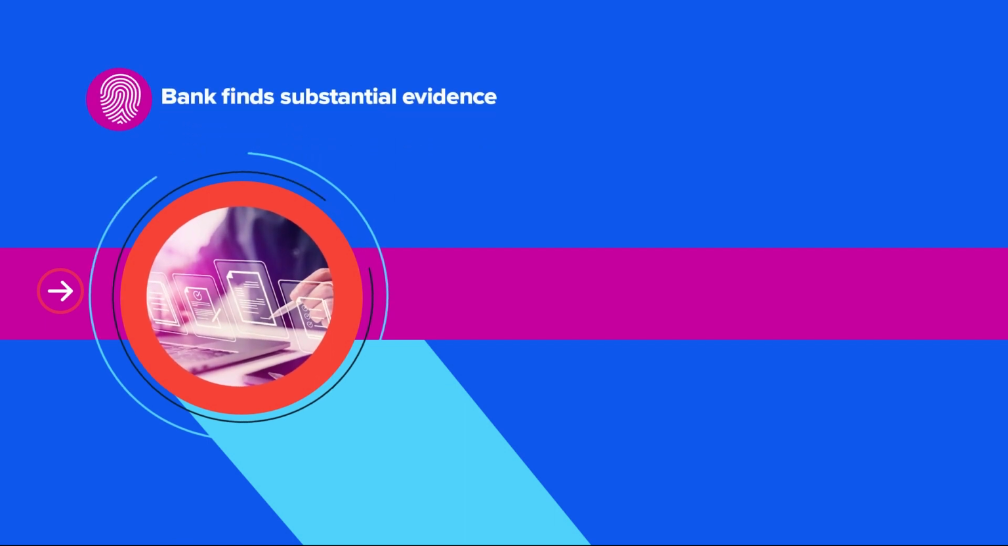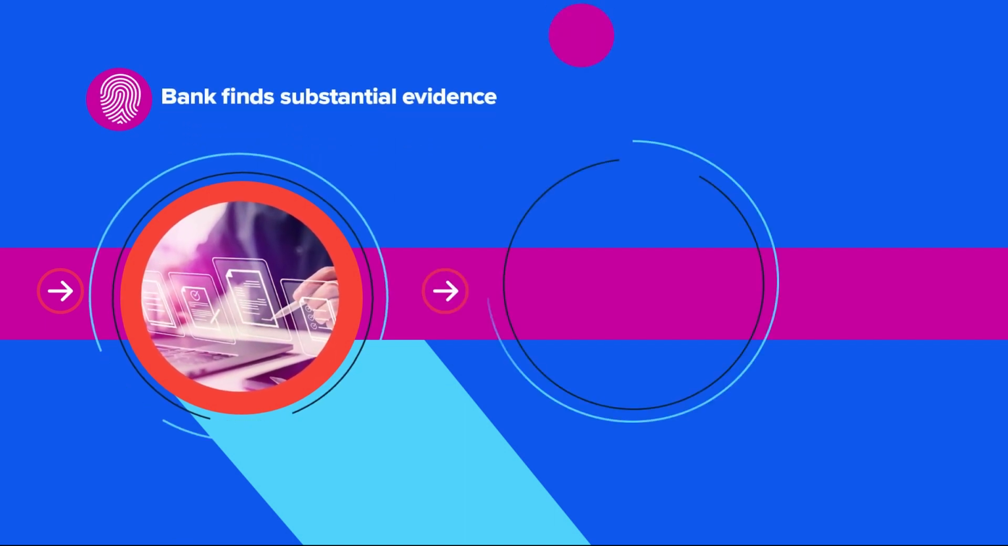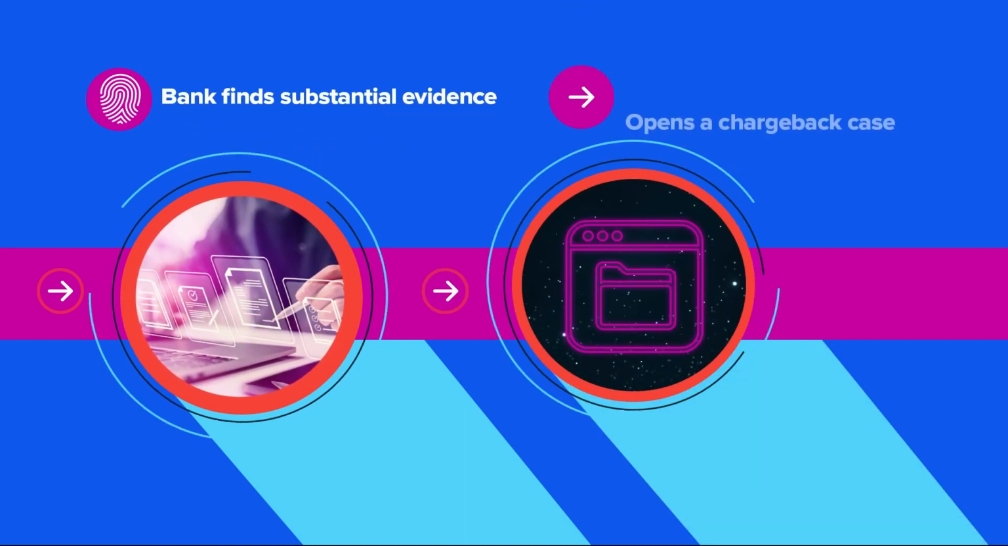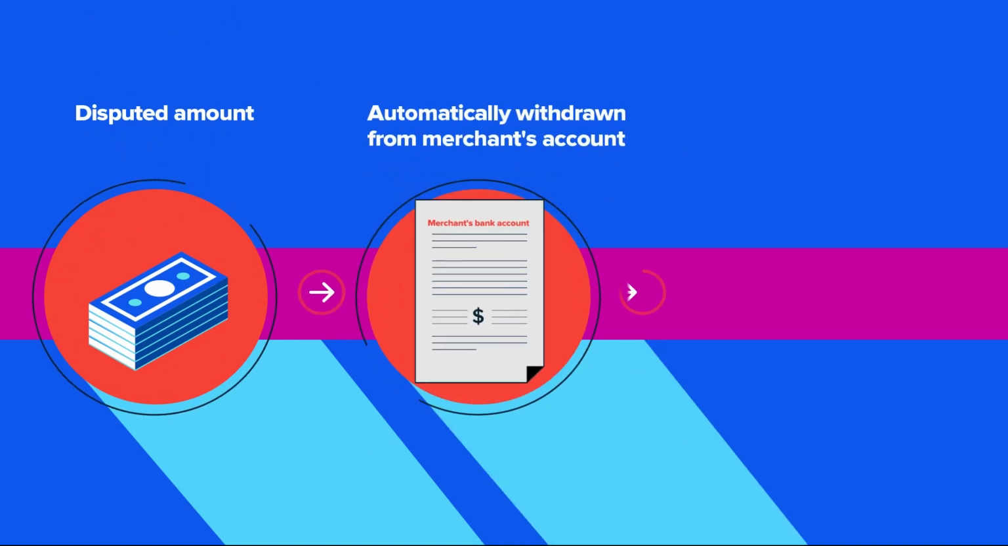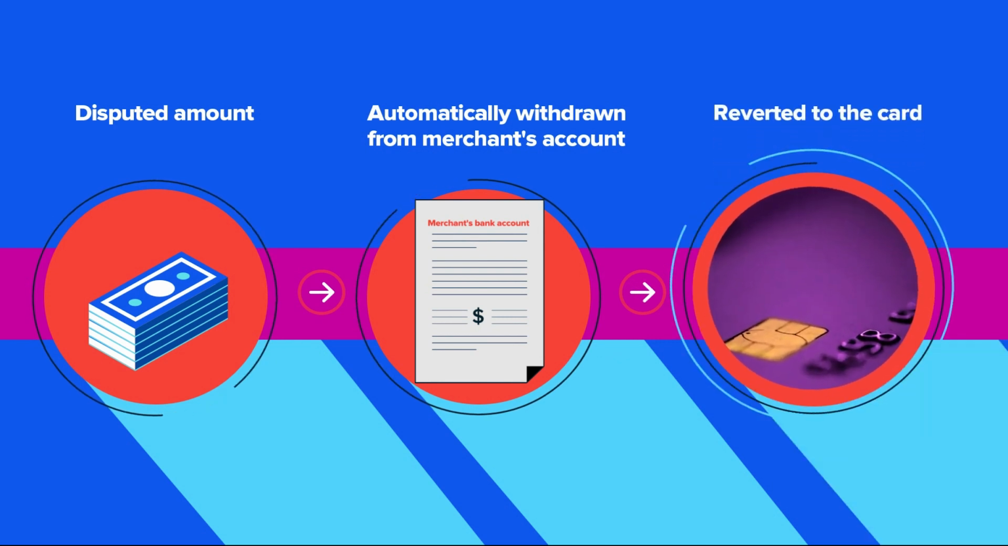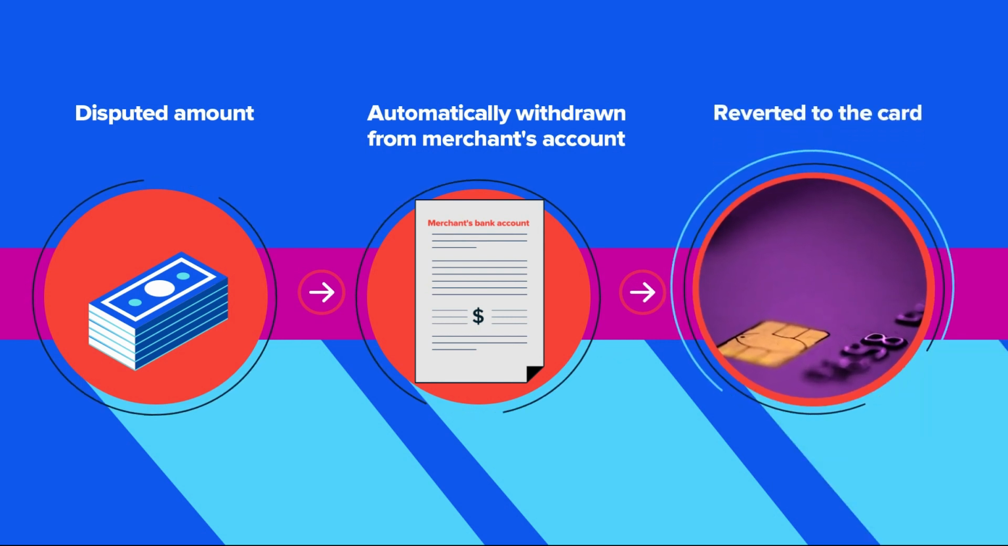If the bank finds substantial evidence that the cardholder did not authorize the transaction, the bank proceeds to open a chargeback case. After the dispute case is officially open, the money for the amount of a disputed transaction is automatically withdrawn from the merchant's account and reverted to the card used to pay for the purchase.